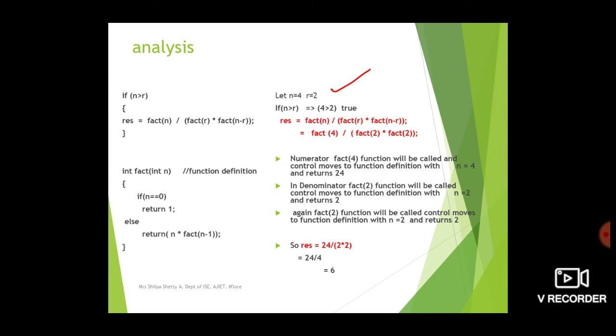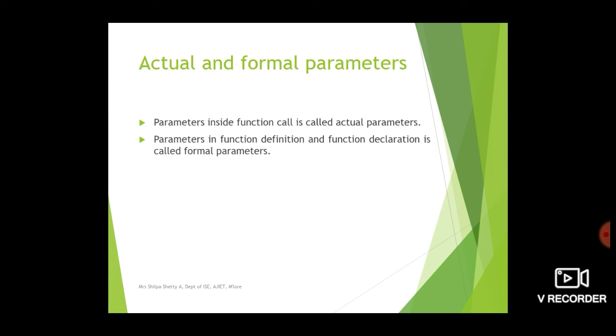So this is how the program executes. The next small topic to understand is actual and formal parameter. You already know what a parameter is. A parameter is nothing but the data that is passed to the function. In order for the function to execute, it requires some data. Whatever data you pass, you call them parameters.